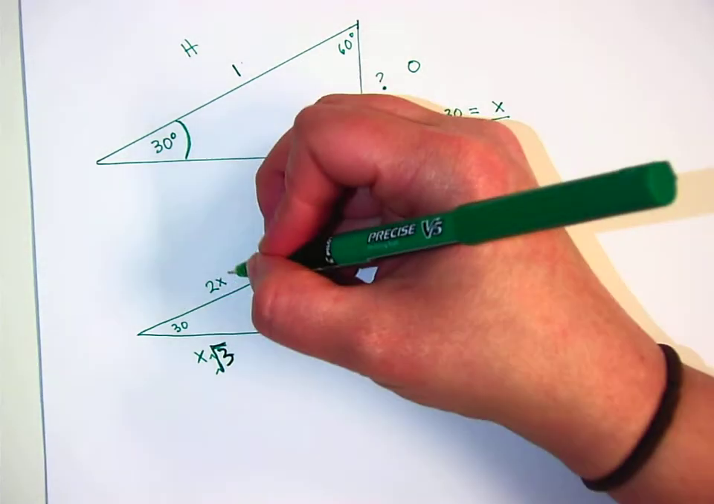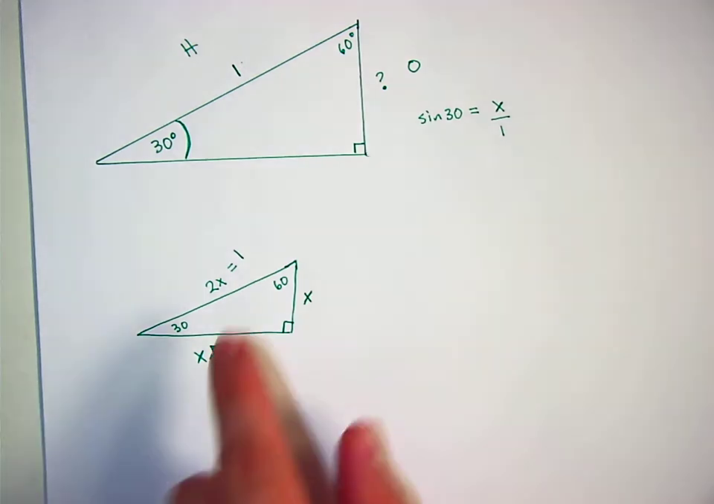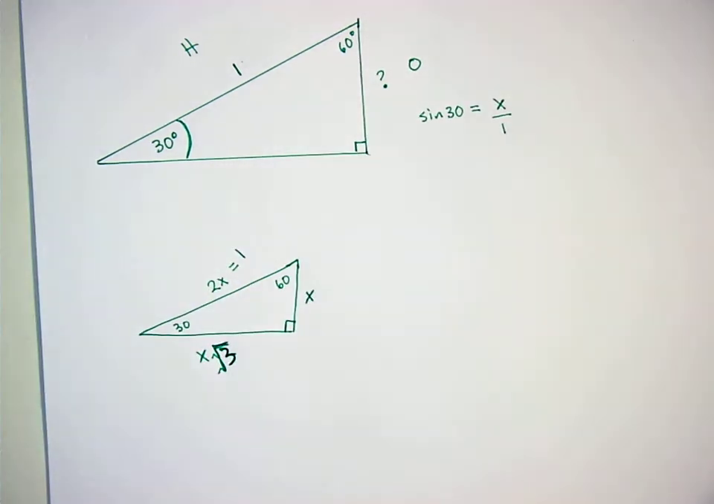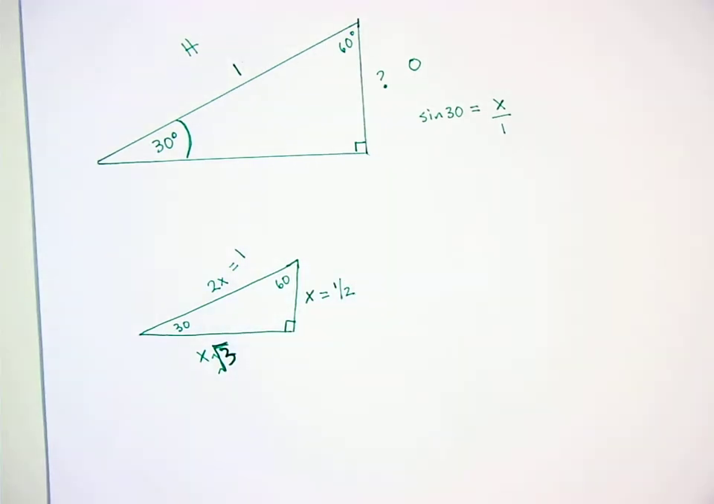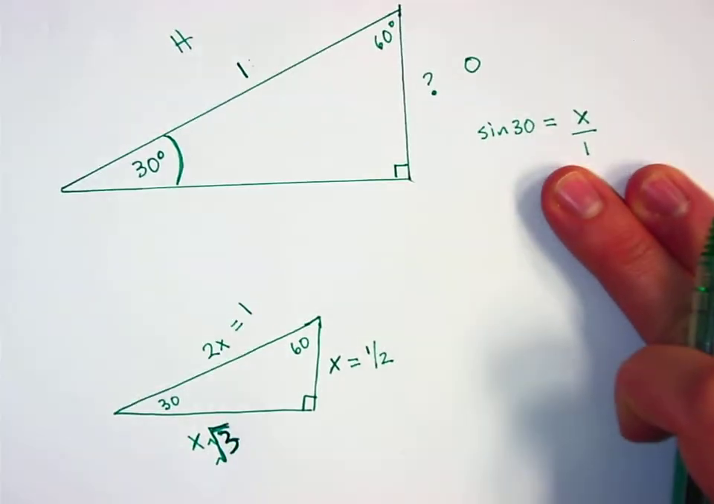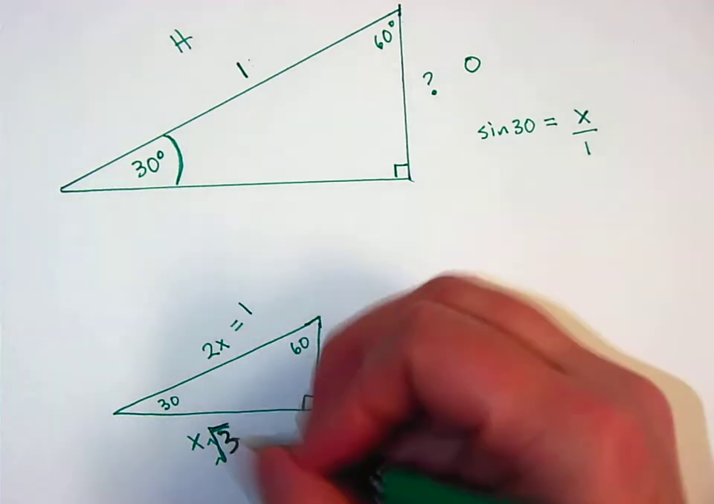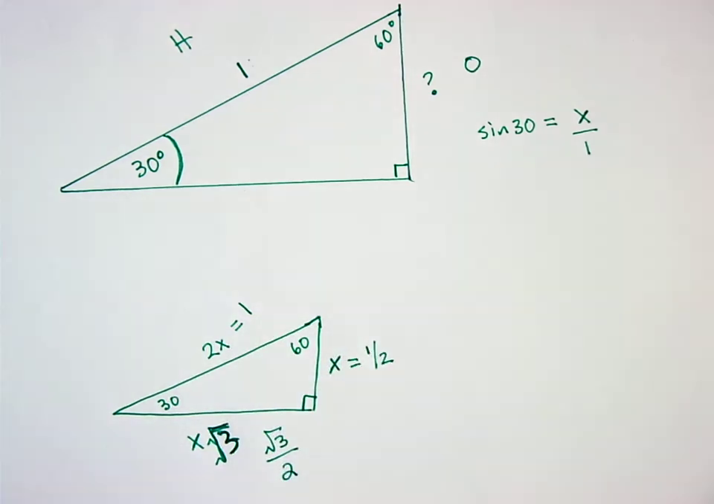So if this side equals 1, so if 2x is 1, you guys, then what is x? Anybody figure that out in their head? 0.5. Good. So over here, x is, I'm going to call that 1/2. Still 0.5, same thing, right? And down here, it would be 1/2 times the square root of 3, which is the square root of 3 over 2.